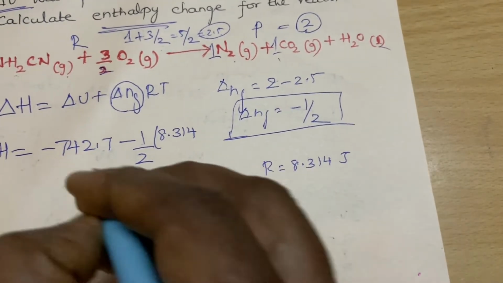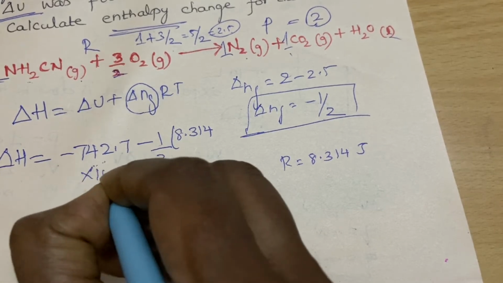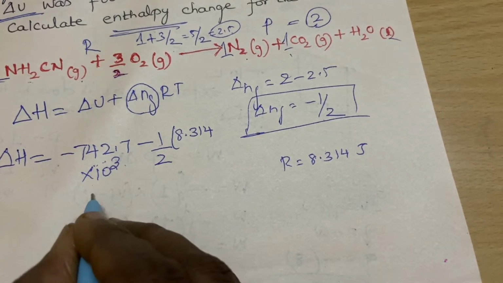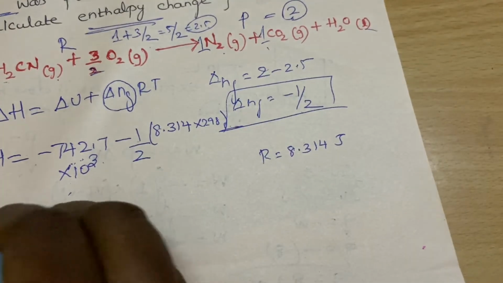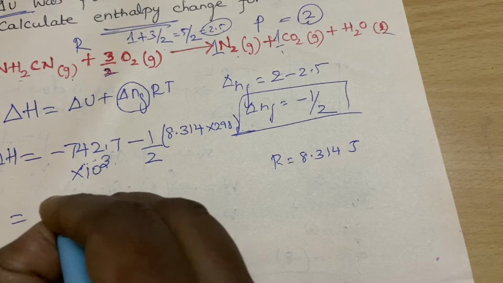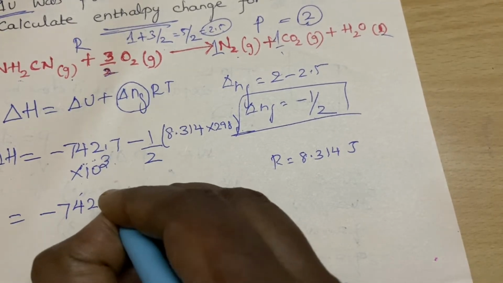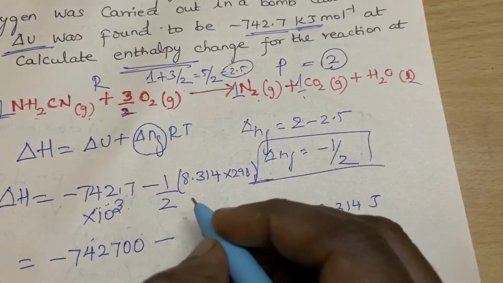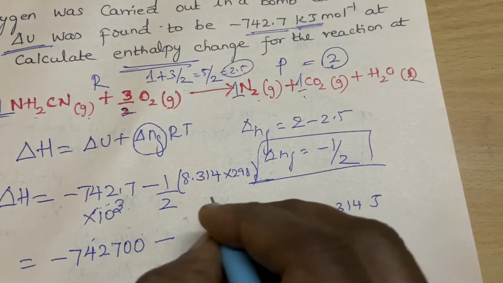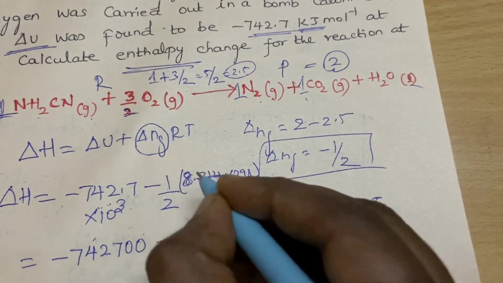So what we can do is convert this kilojoules into joules by multiplying by 10 to the power of 3, into 298 Kelvin. If you multiply this, this is 742,700 minus... See, we should not use a calculator, isn't it? So I'm neglecting these decimals, so that will not create much difference in your answer.